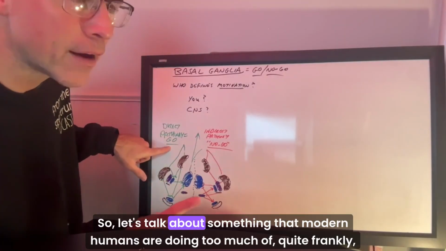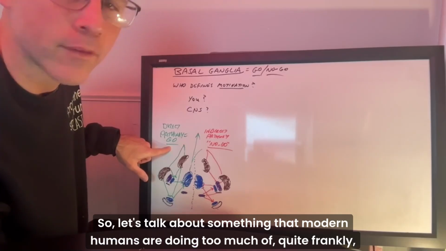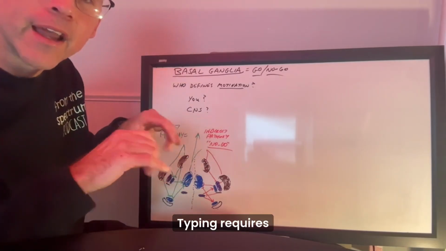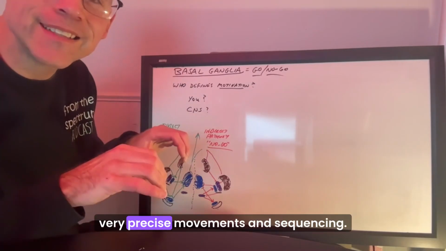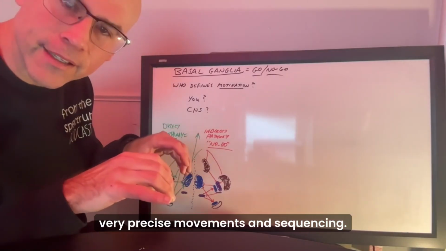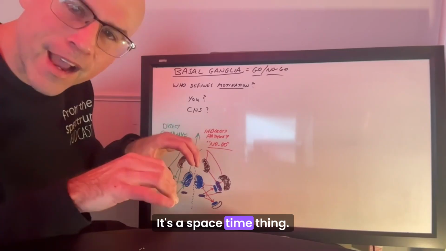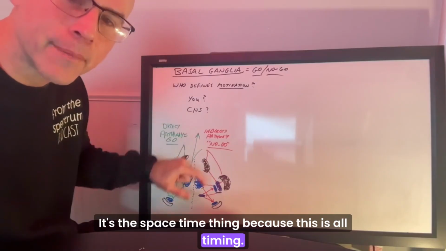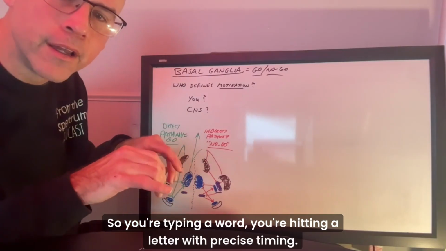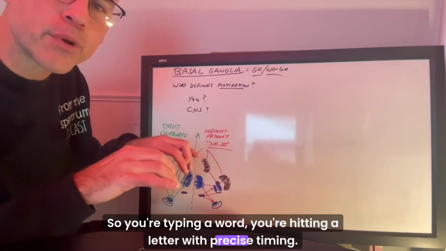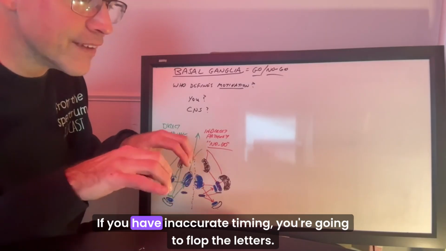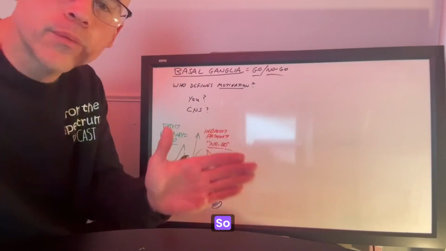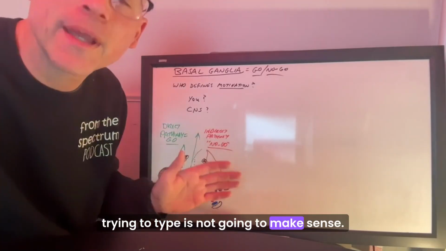So let's talk about something that modern humans are doing too much of, quite frankly. It's typing. Typing requires very precise movements and sequencing. It's a space-time thing. That's what we're always talking about here. It's a space-time thing because this is all timing. So you're typing a word, you're hitting a letter with precise timing. If you have inaccurate timing, you're going to flop the letters.